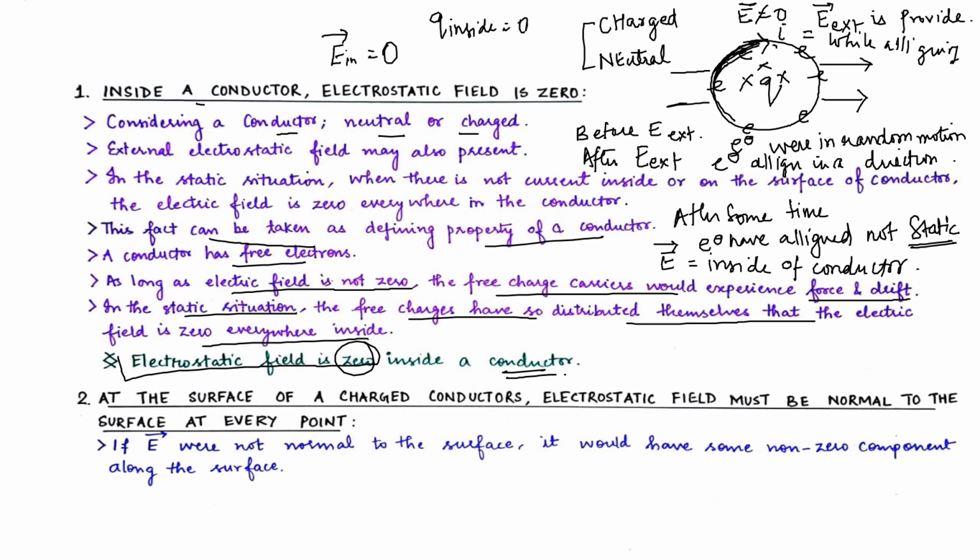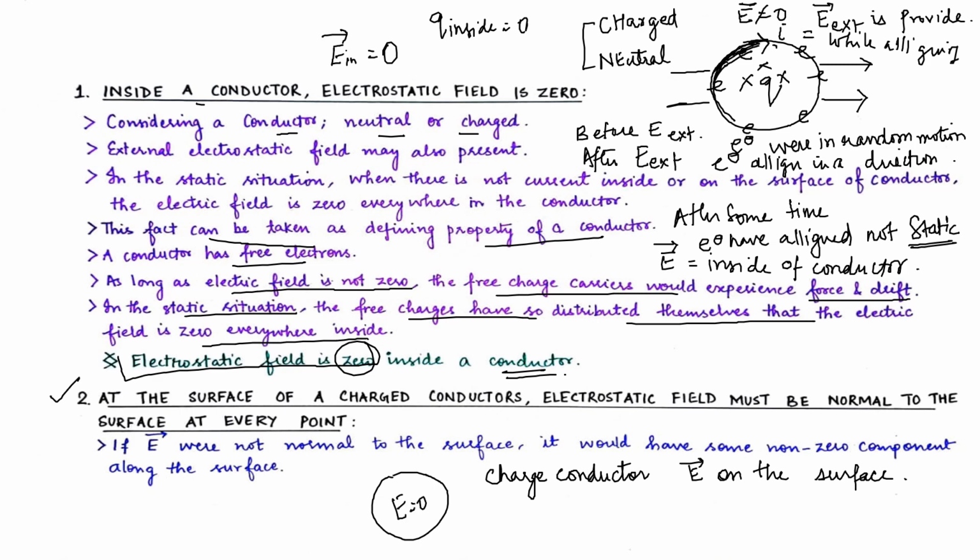Now we will see the second point. At the surface of a charged conductor, the electrostatic field must be normal to the surface at every point. Now we are having this charged conductor, and this charged conductor has E on the surface. Inside the conductor we have defined E to be 0, but on the surface E has some value, some magnitude.